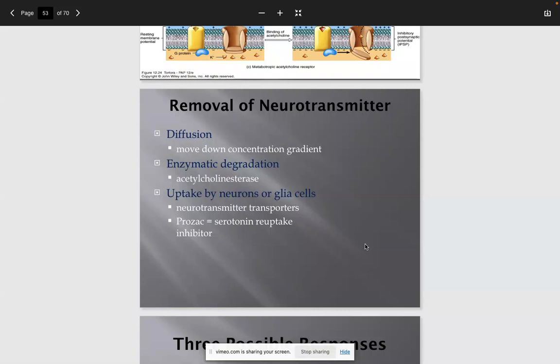So the -ase at the end of acetylcholinesterase lets you know that this is an enzyme, and we know that enzymes break down proteins. So this is going to result in the breakdown of acetylcholine.